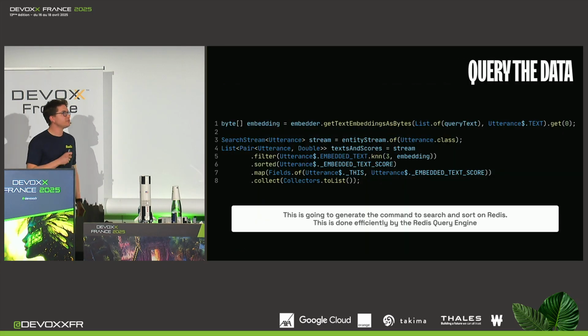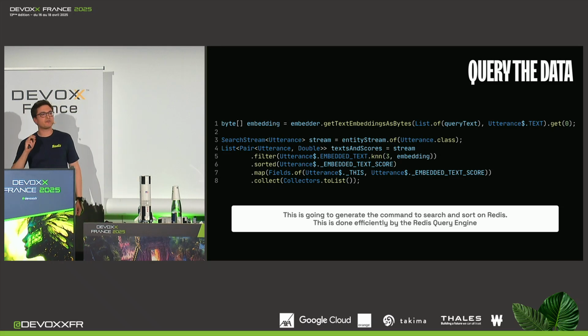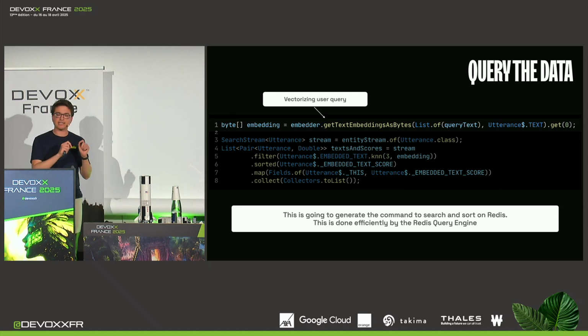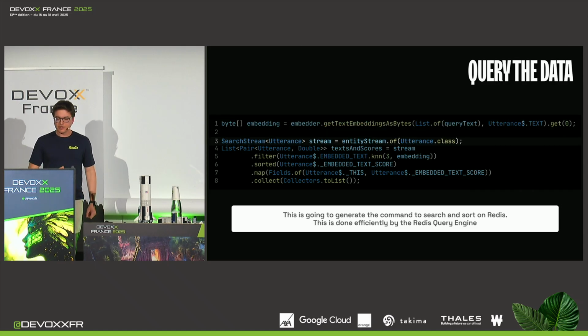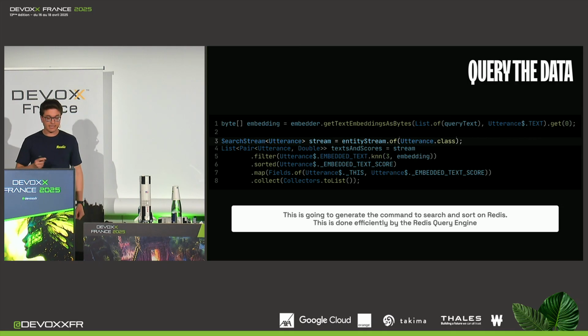And finally, we have to query that data back from Redis, all right? And the way you're going to do it is by using 2 beans that are provided by Redis on Spring. The first one is the embedder bean, that we're going to be using for vectorizing the query that is sent by the user. So when the user asks a question, for example, we're going to use that embedder to vectorize that and store that in that variable that I called embedding right there, which is an array of bytes, all right? And then I'm going to use this other bean that is called entity stream, all right? And you can see that I'm doing of Utterance, because that's the entity class that I want to create a stream of, basically.